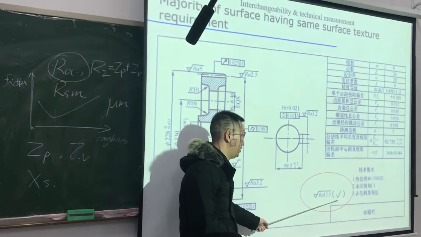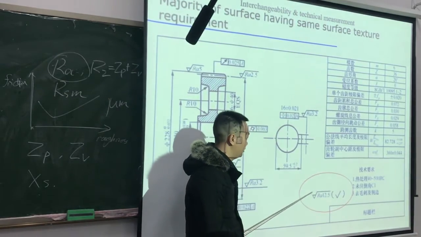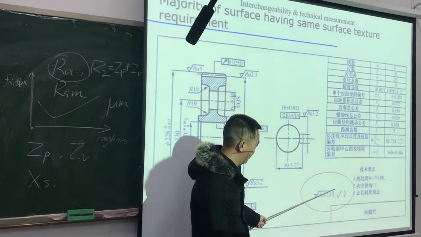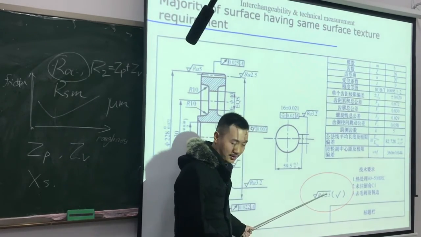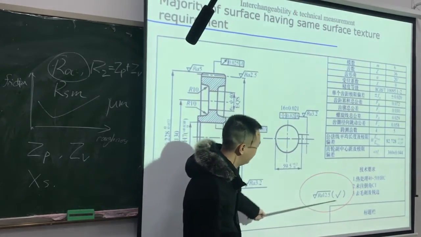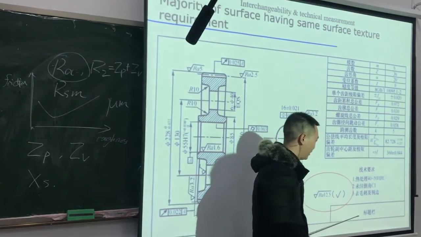It means that the rest of the planes or shafts or holes have the same roughness requirements. Just write it down like this, and use the bracket and put this symbol near the title bracket.